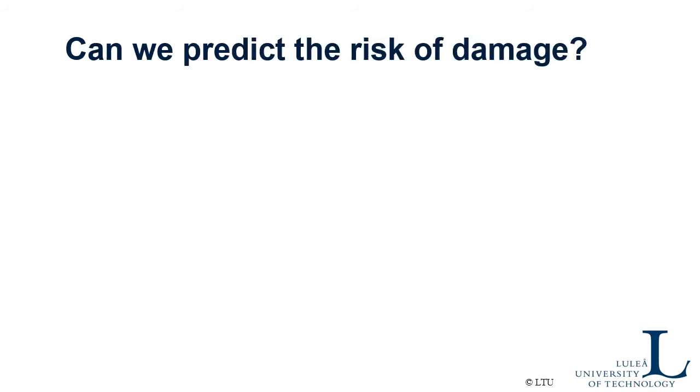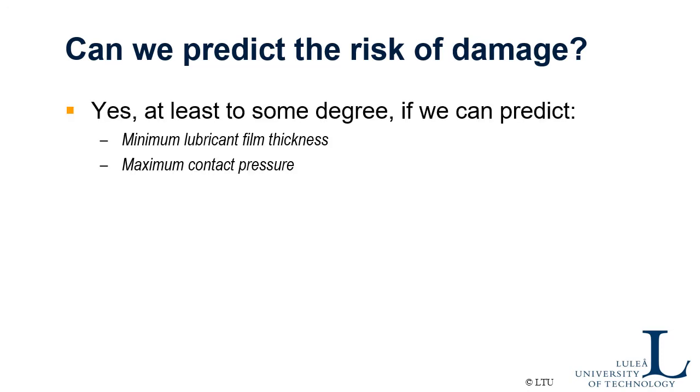Can we then predict the risk of damage in a bearing, for example? Well, we can do that to some degree if we can predict the minimum lubricant film thickness, as I showed. If we can say something about the lambda parameter, the film parameter, then with some experience we can use that to say if there is a risk of different types of damage. We also need to determine the maximum contact pressure. Then in an EHL contact, we may use the contact mechanics equations for dry contact to get a good estimate. Even if it's lubricated, we can use the dry contact expressions for that.